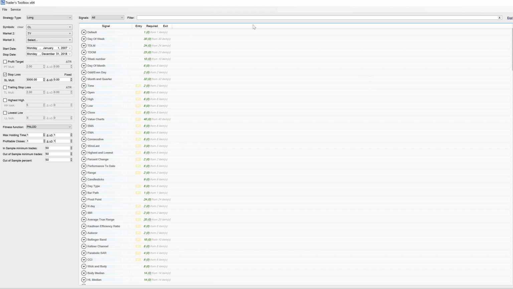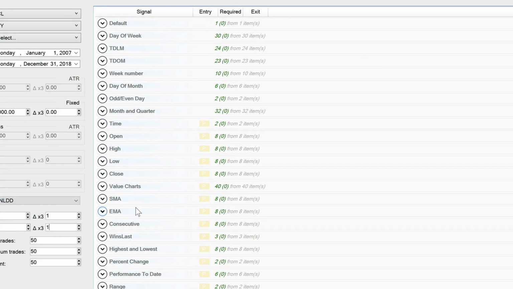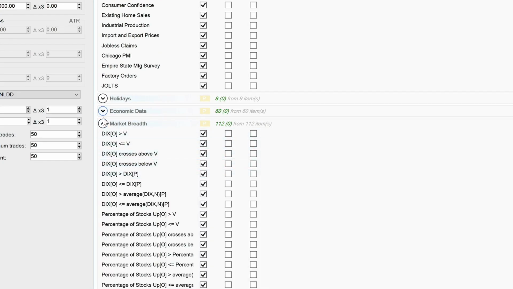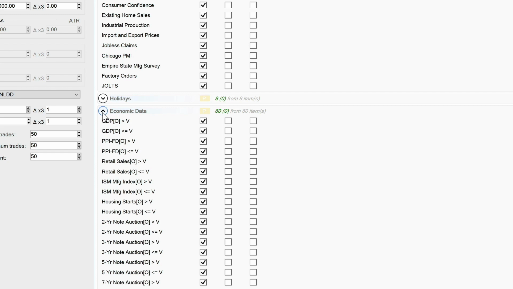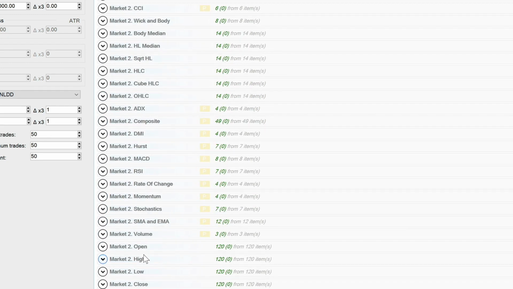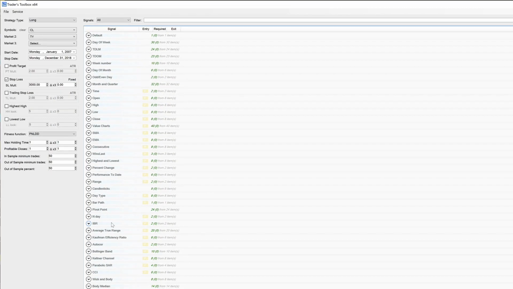historical data. So when you first launch this, you can see we have all these different indicators up here. We have highs, lows, value charts. We have a bunch of market breadth indicators, economic data, value charts, stuff going over to market 2, which is data 2. There's all types of information here. These are thousands of signals or indicators which Build Alpha can use. There really is an amazing array of possibilities.